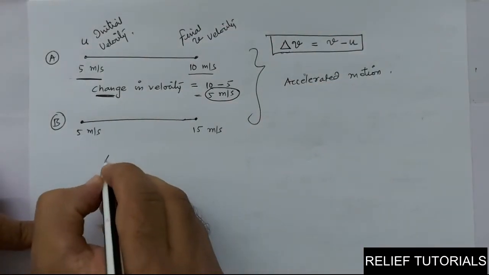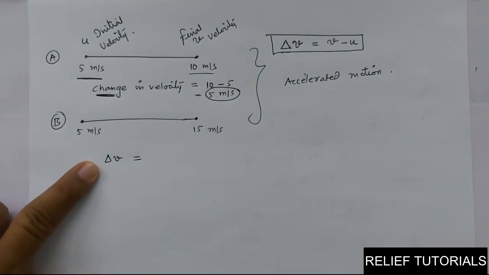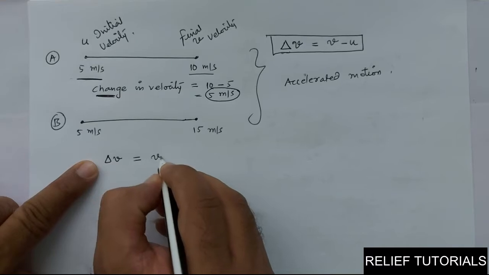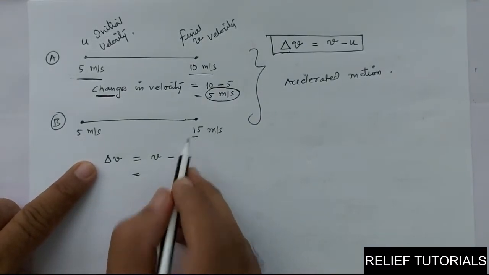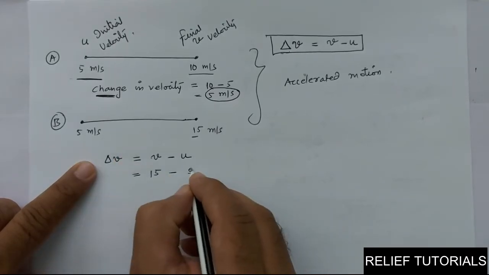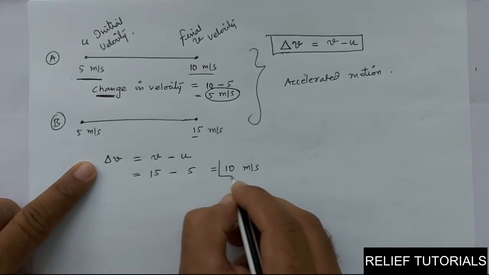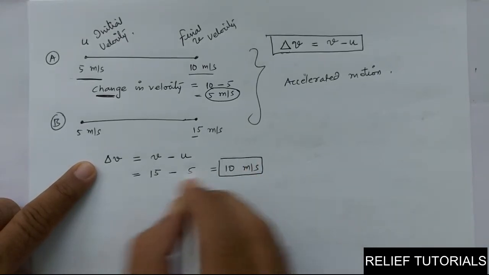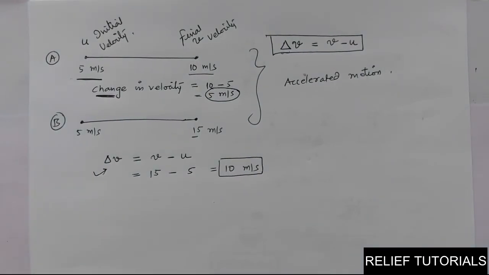Can you find delta v in the second case? Delta v means change in velocity, which is final velocity minus initial velocity. The final velocity is 15 meter per second minus initial 5, so 15 minus 5 is 10 meter per second. Try to use as much symbolic language as possible. That will be a great practice in the future, so try to understand the symbols.